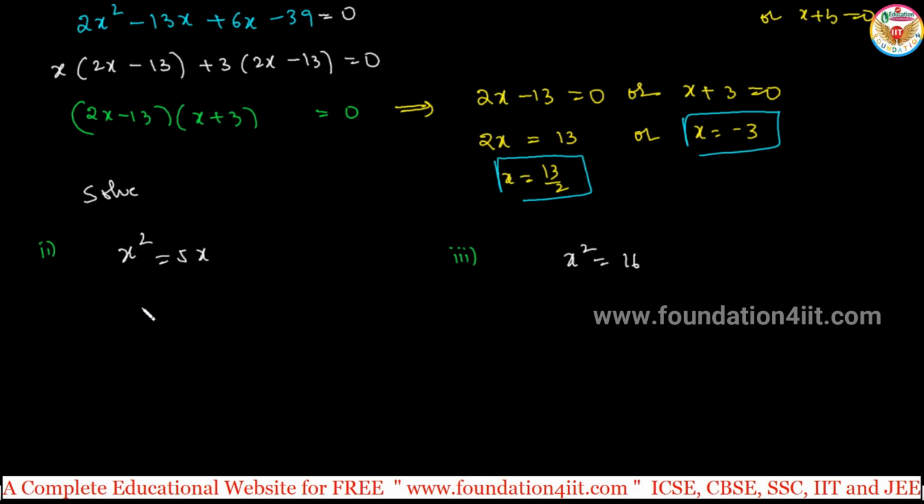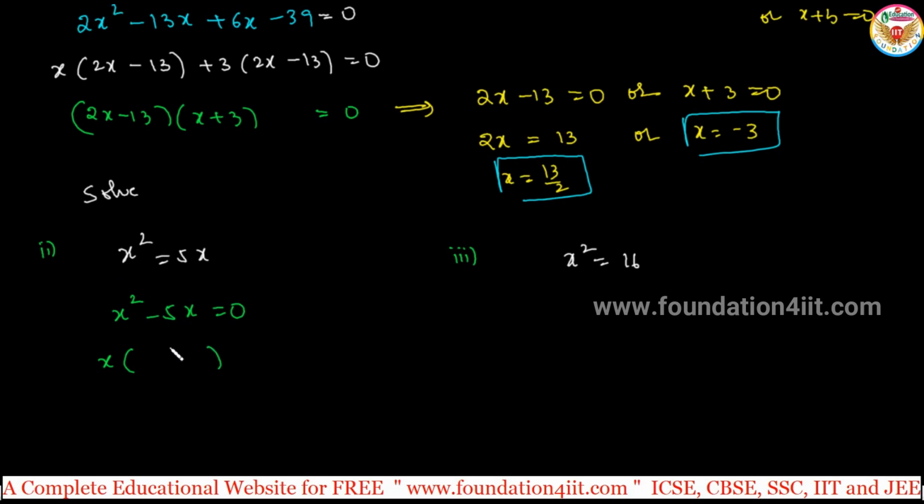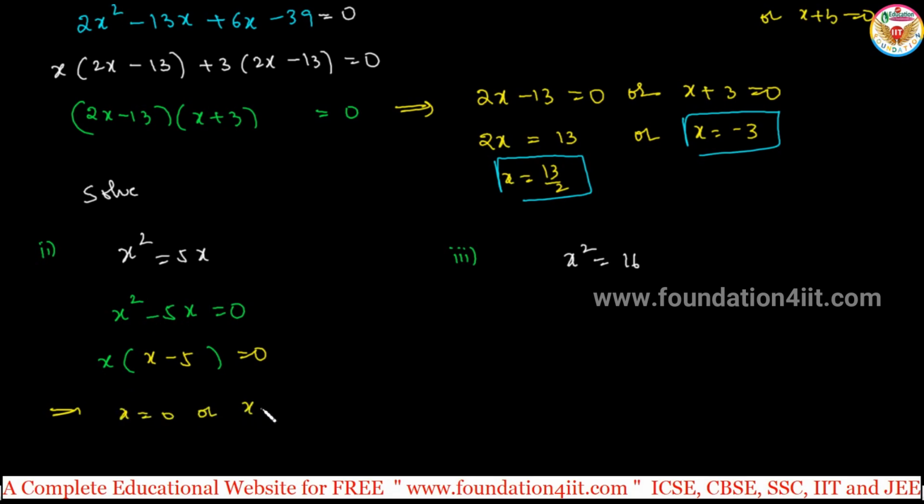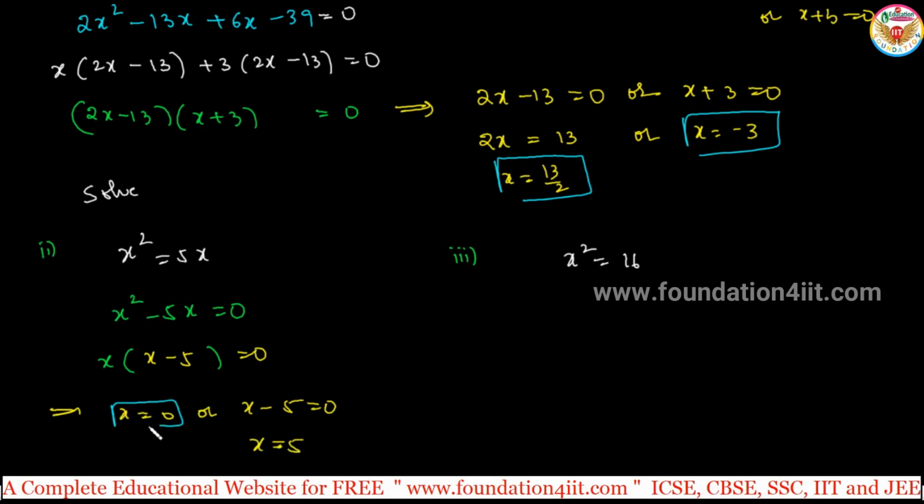5x, you should take to the LHS. Everything: x square minus 5x is equal to 0. Every term take to the left hand side. x square minus 5x, so x we can take common. No need of splitting any term in this. x is the highest common factor. So x into x minus 5 is equal to 0. Same zero product rule from this. Either x is equal to 0 or x minus 5 is equal to 0. x minus 5 is 0 means x is equal to 5. Right? x is 0 is one answer or x is equal to 5.